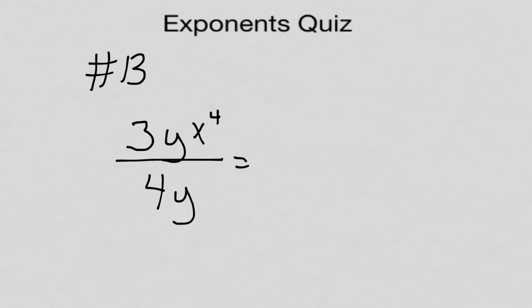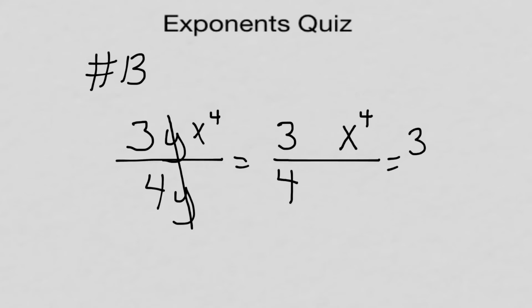Number 13. Not a lot going on in this problem. We've got 3 times y times x to the fourth over top of 4y. There's only one thing that goes on in this problem. The 3 over the 4 stays the same. There's no way that reduces, simplifies, or cancels. Also, x to the fourth, there are no other x's in the denominator or the numerator. That just comes over. The only thing that happens in this problem is the y's cancel out, and your whole answer is 3x to the fourth over top of 4.